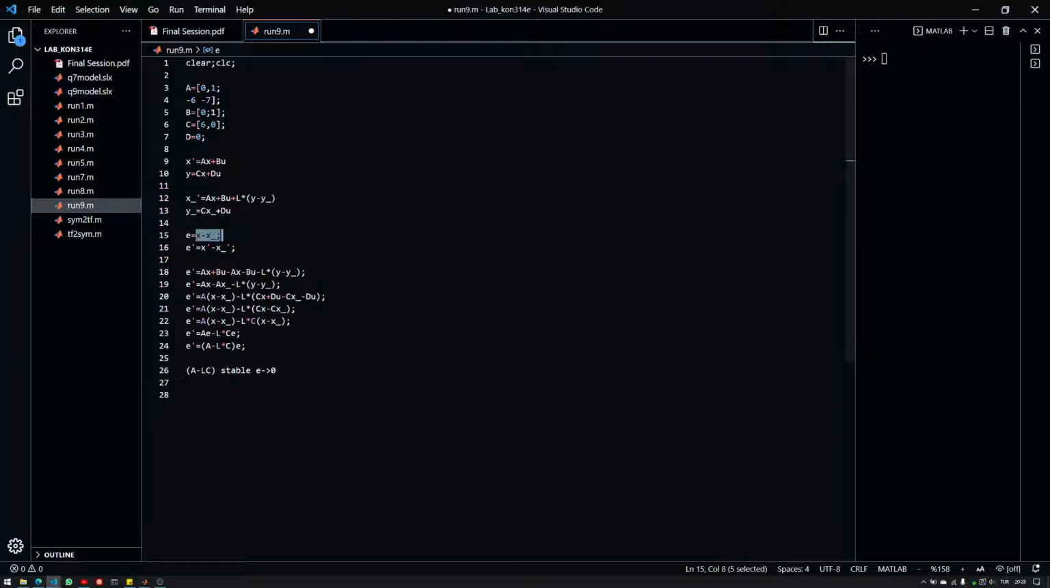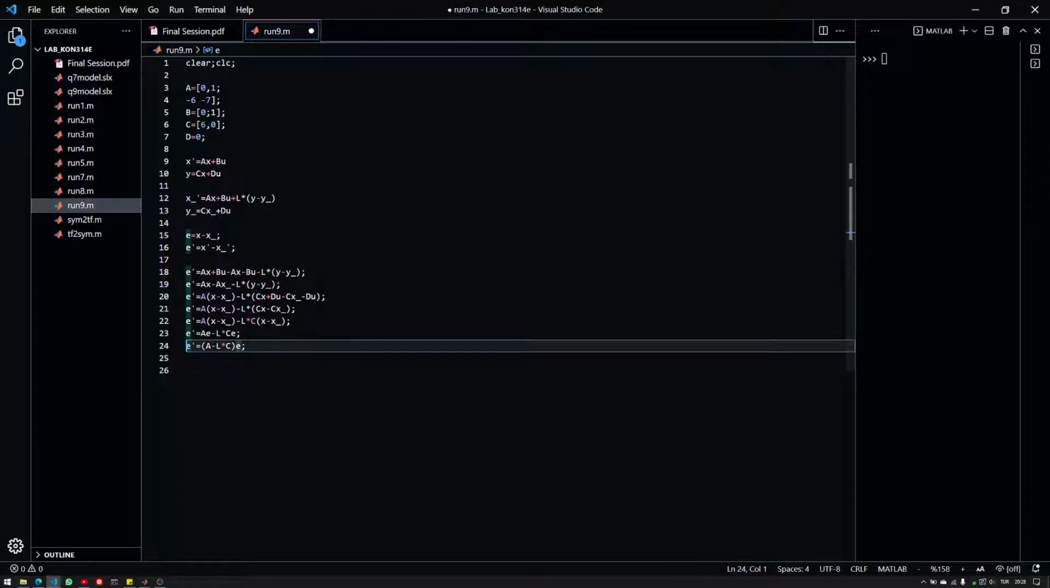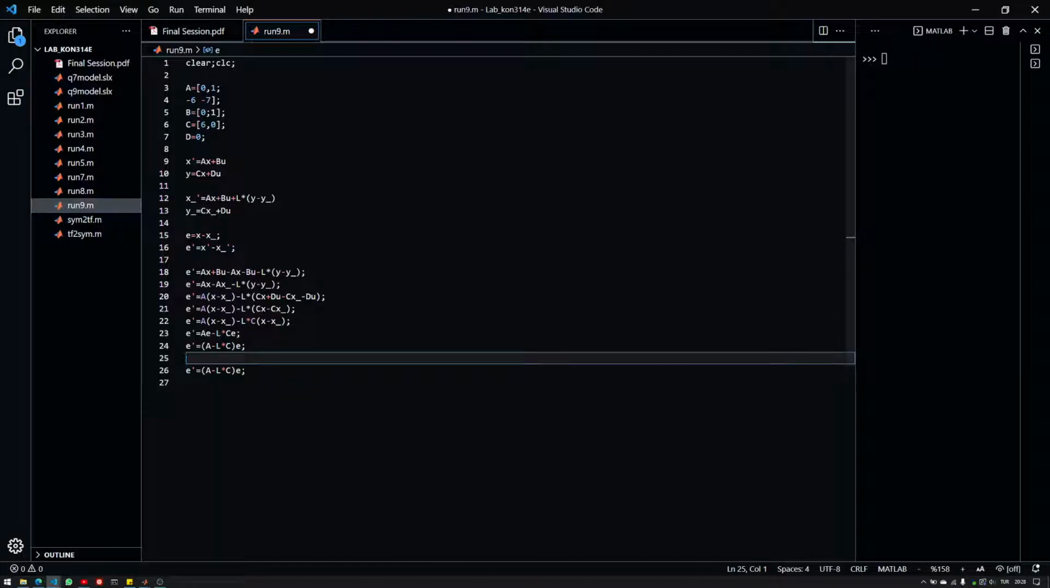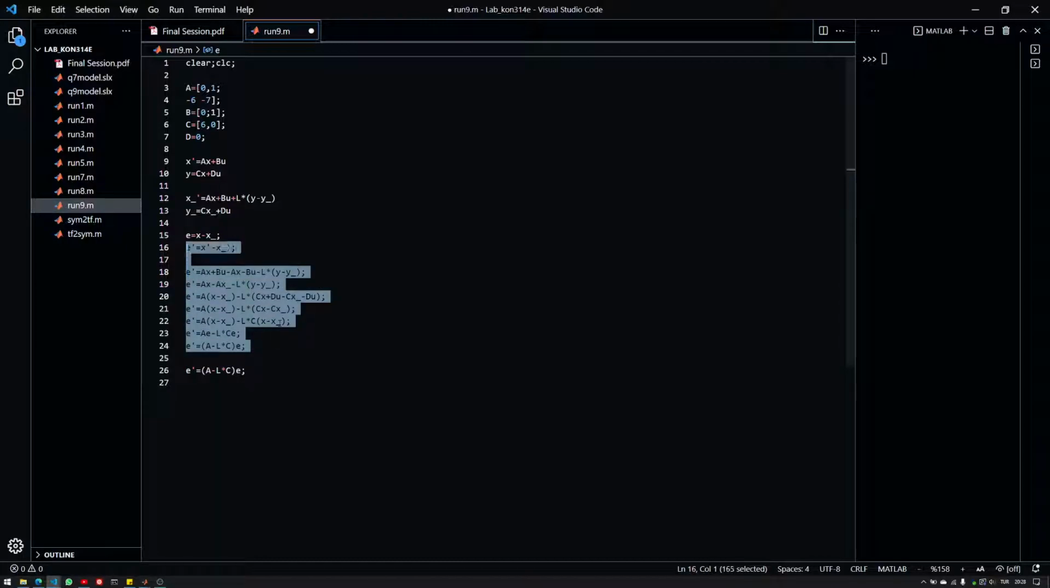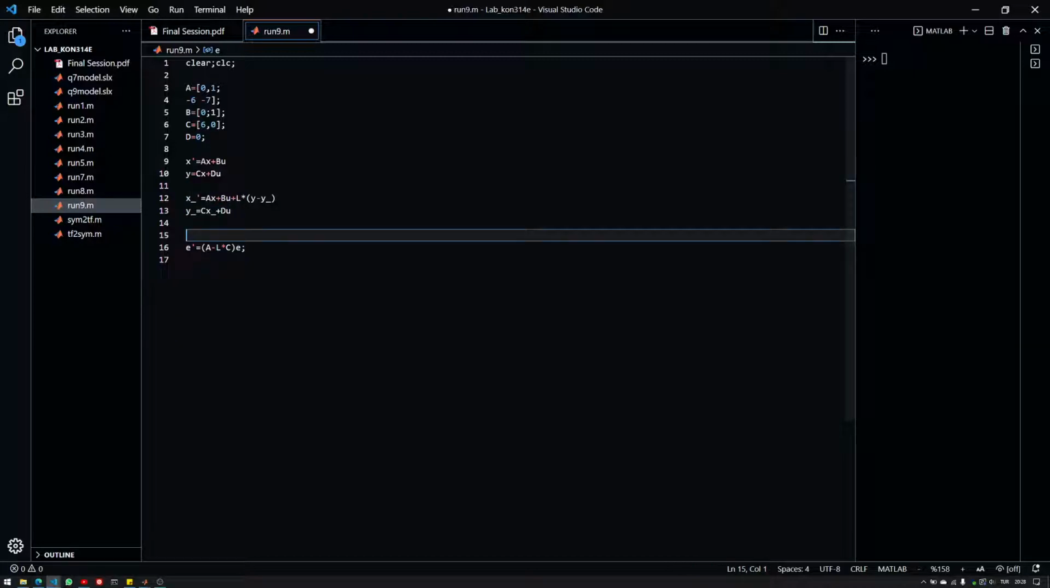This means that x minus x underscore will tend to 0, which also means that x underscore will tend to x. So this is exactly what I want. I want this system to track the states of the actual plant or system. Now, in order to do that, I need to come up with such L that stabilizes A minus LC. Now, that's also something similar and familiar, we already know about this.